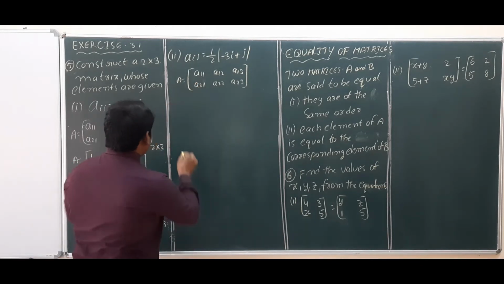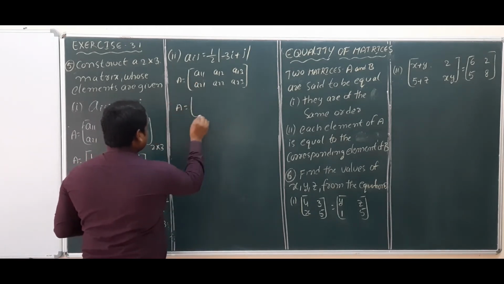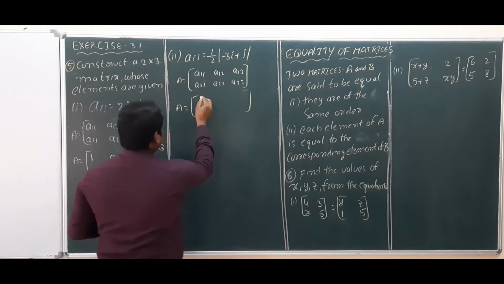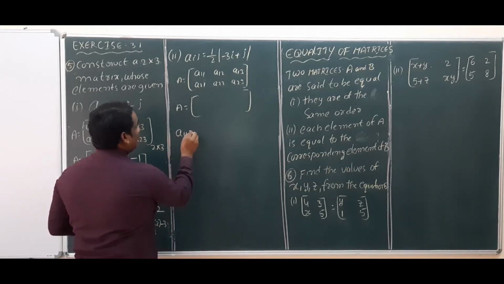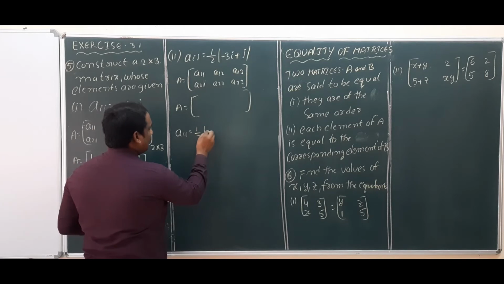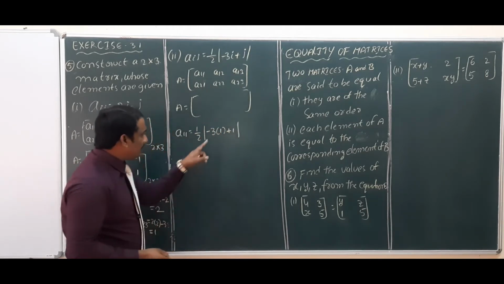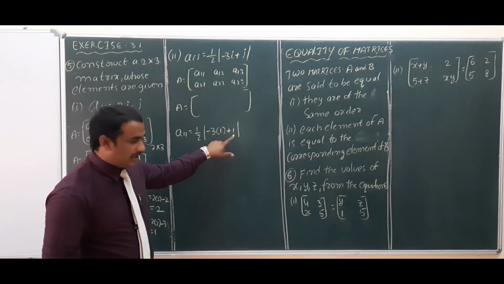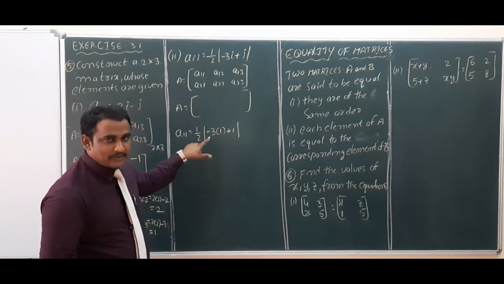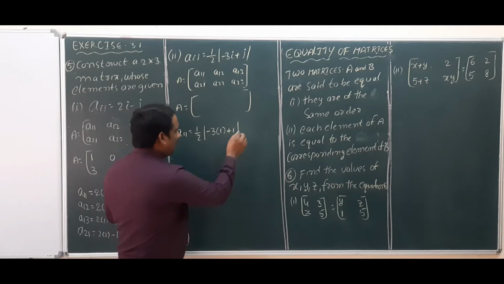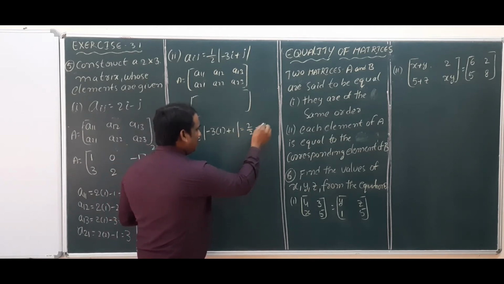Here A11 element, here empty matrix. Next, A11 here is the modulus of minus 3 into 1 plus 1. Here minus 3 plus 1 is minus 2. Modulus of minus 2 means plus 2 only. Here 2 by 2, value is 1.